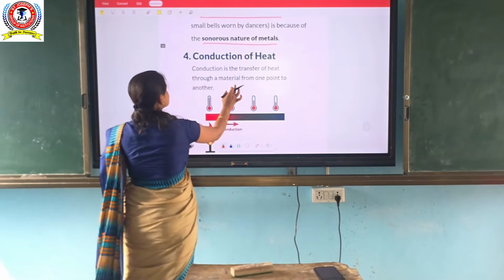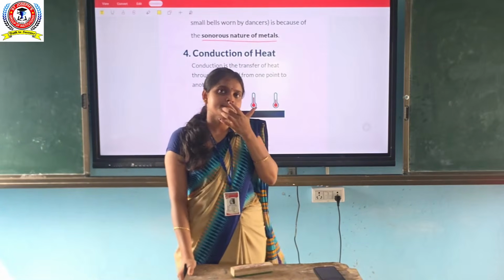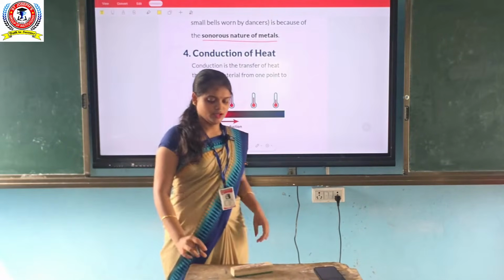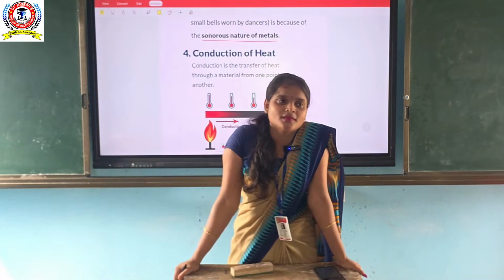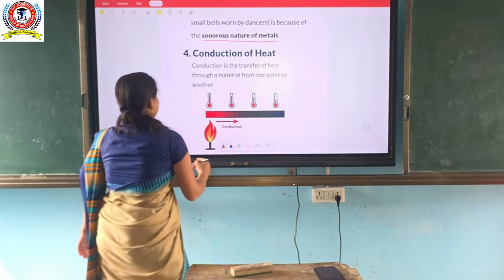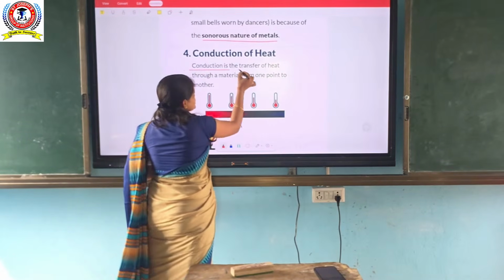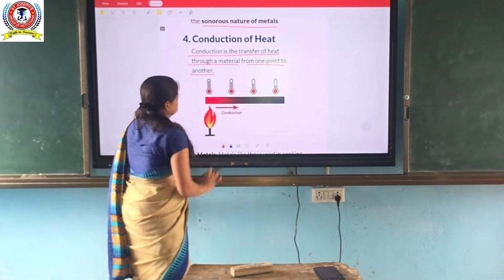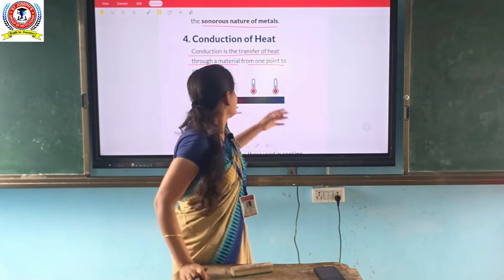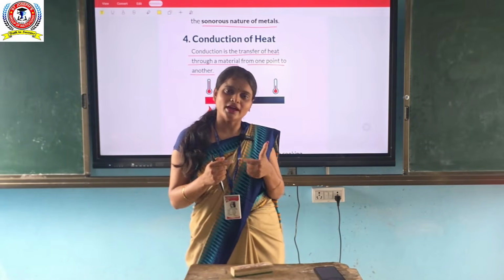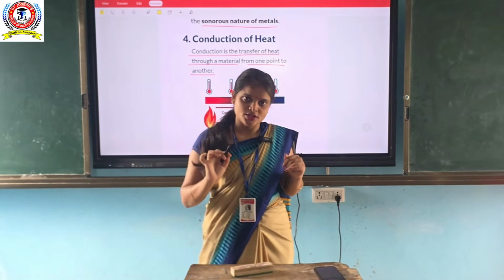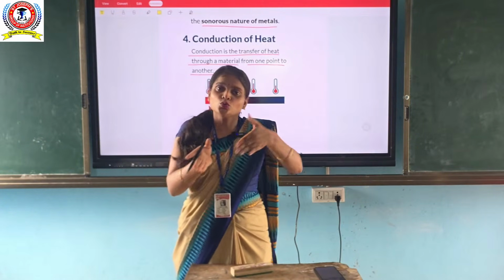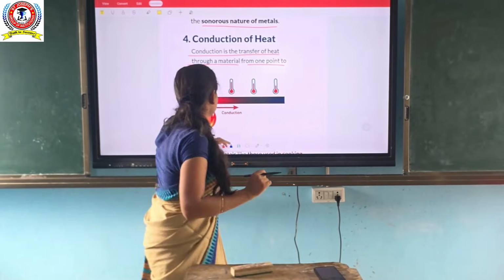Now it goes to the conduction of heat. What do you mean by conduction? Listen carefully. Conduction is the transfer of heat through a material from one point to another point. Here is the picture. Conduction is the transfer of heat through a material from one point to another. Heat should be transferred from the hotter part to the cooler part.